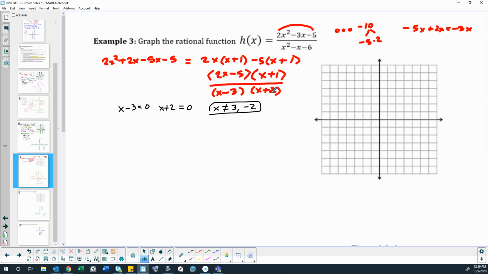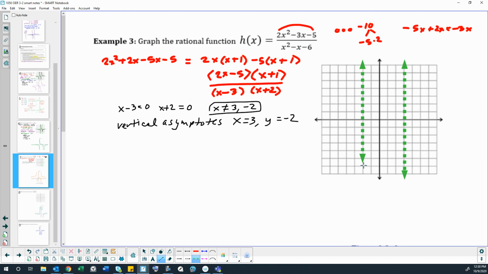We can't cancel individual terms, like an x here and an x there. That doesn't work. So nothing reduces, so that means the vertical asymptotes are just at x equals 3 and x equals negative 2. I'll put those in my picture. Alrighty. Now we're going to find x and y intercepts.